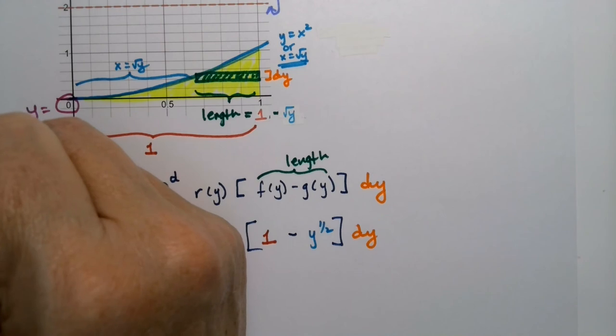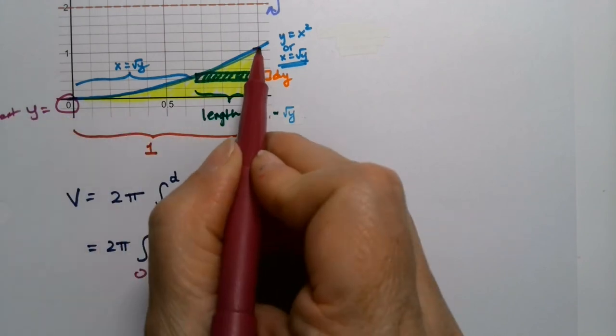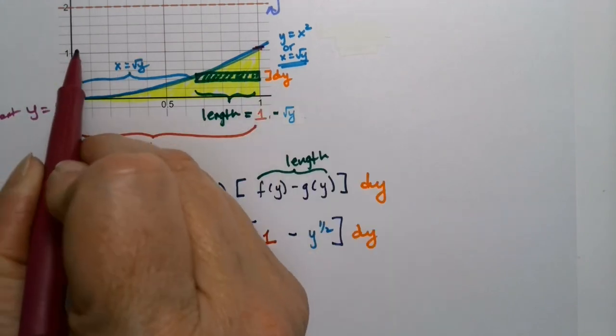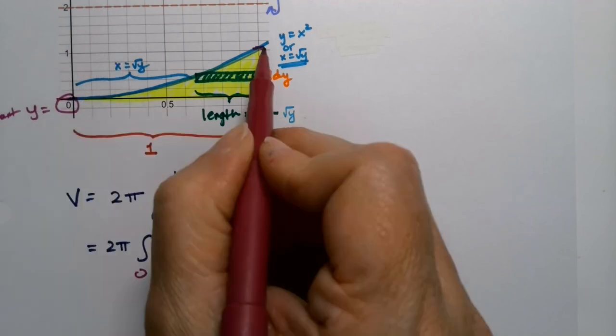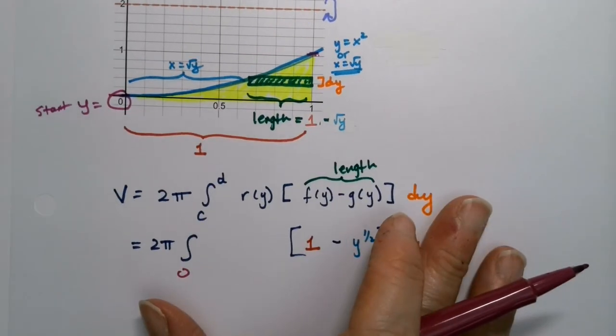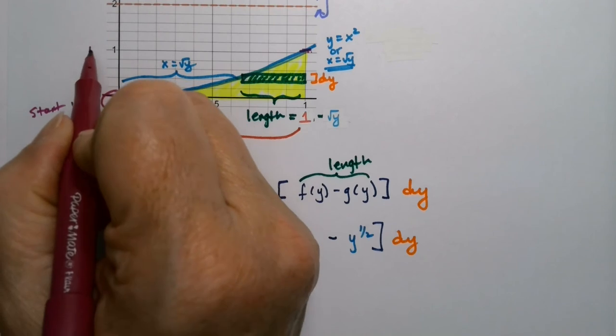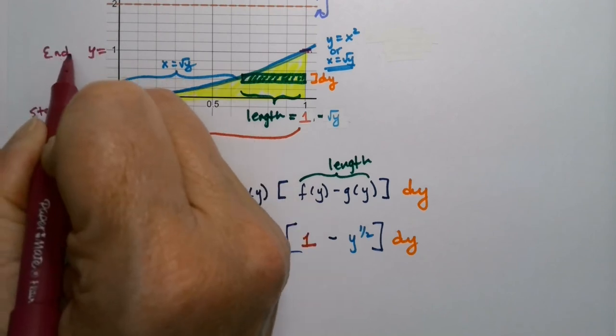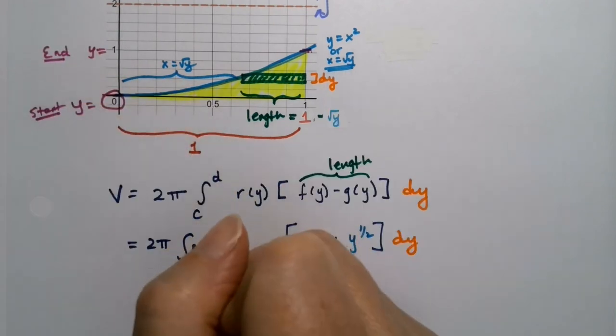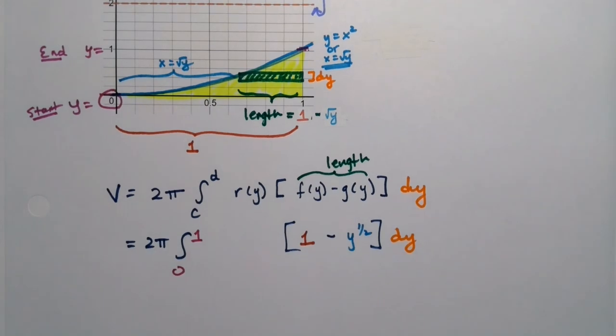That's the start. And we end right up here. We end at y equals 1. I've kind of blurred it at this point, but that's where we end. So we end at y equals 1. So that's obvious. So I've got 0 and 1. The last part is the non-obvious part, which is the radius.